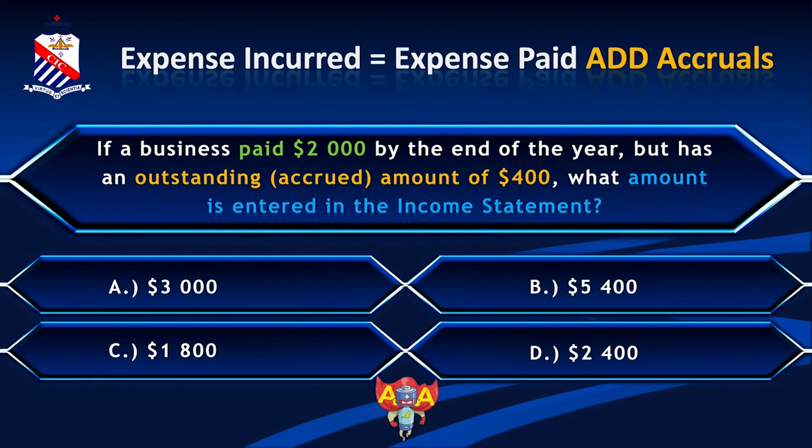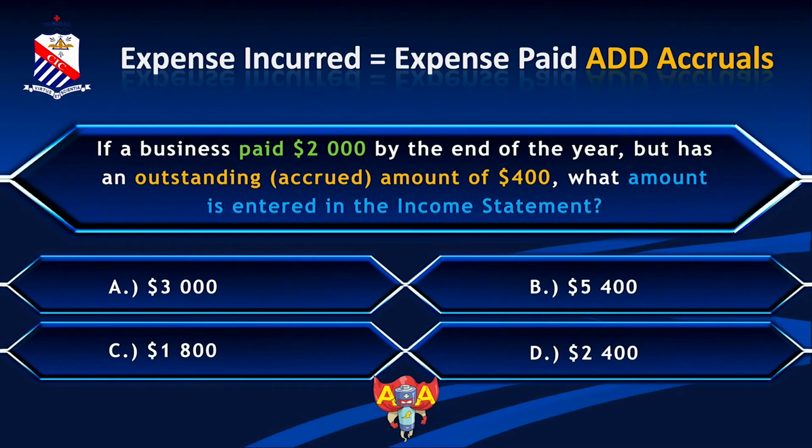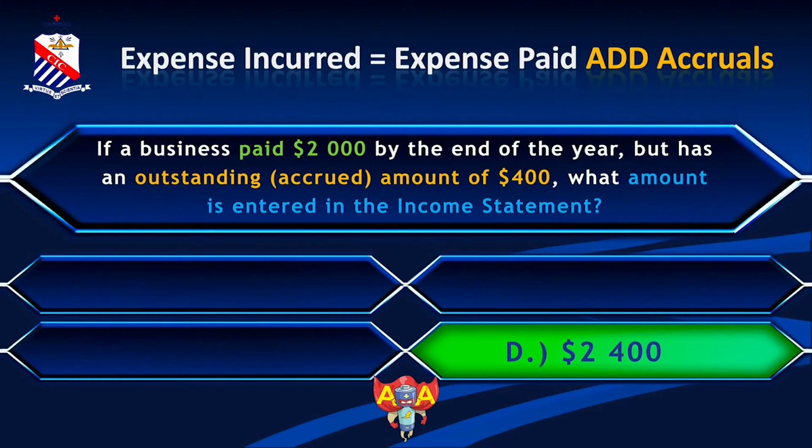So let's just see how easy this one will be. Paid 2,000, accrued amount of 400. What is the expense incurred, or what is the amount going into the income statement? 2,400. D, 2,400.